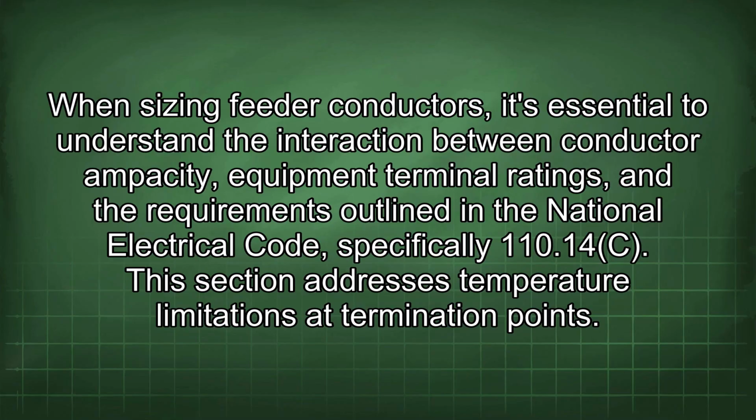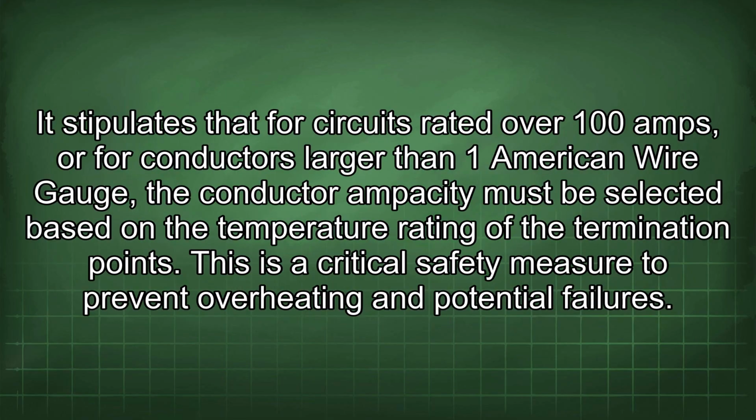When sizing feeder conductors, it's essential to understand the interaction between conductor ampacity, equipment terminal ratings, and the requirements outlined in the National Electrical Code, specifically 110.14(C). This section addresses temperature limitations at termination points. It stipulates that for circuits rated over 100 amps, or for conductors larger than 1 American wire gauge, the conductor ampacity must be selected based on the temperature rating of the termination points. This is a critical safety measure to prevent overheating and potential failures.